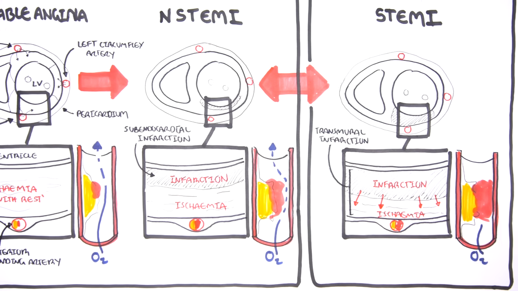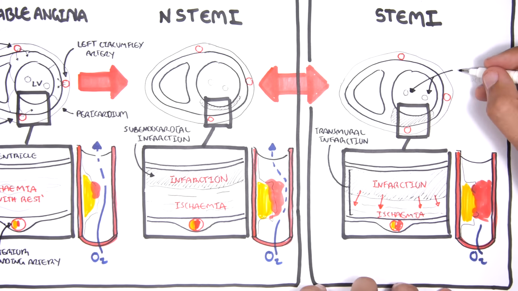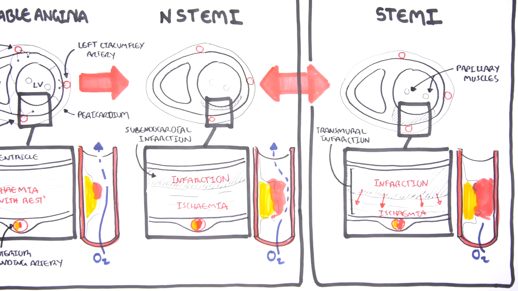Transmural means essentially trans, which is across, mural, so across the whole myocardium essentially. With a transmural infarction, you can also cause damage and rupture of the papillary muscles here, which help the heart valvular function. Damage to the papillary muscles results in other complications such as mitral regurgitation or mitral prolapse.